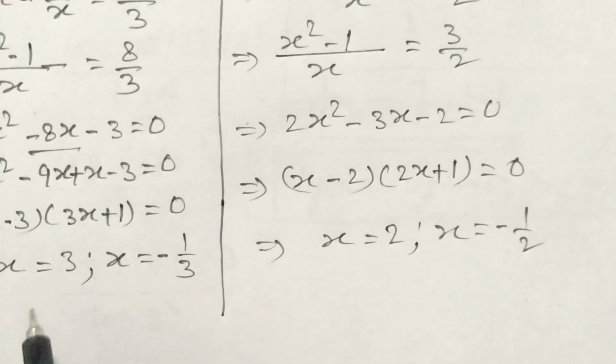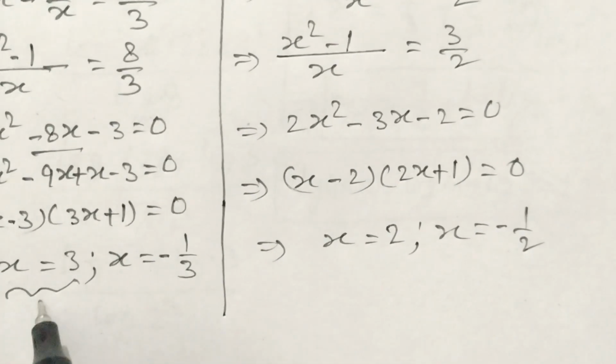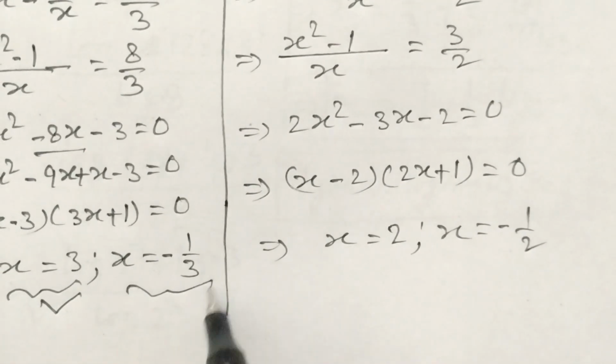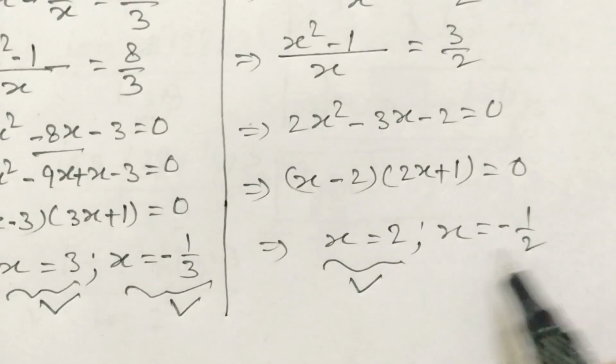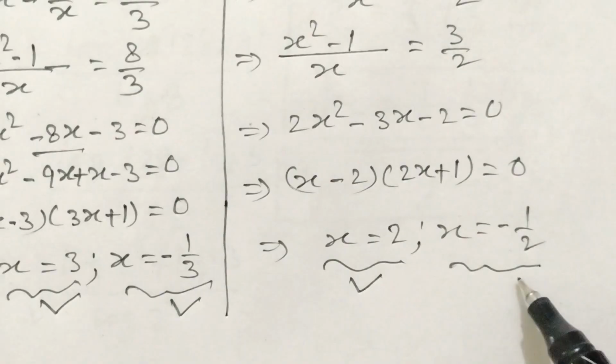Now we have the 4 roots of the equation: x equal to 3, x equal to minus 1/3, x equal to 2, and x is equal to minus 1/2, right?